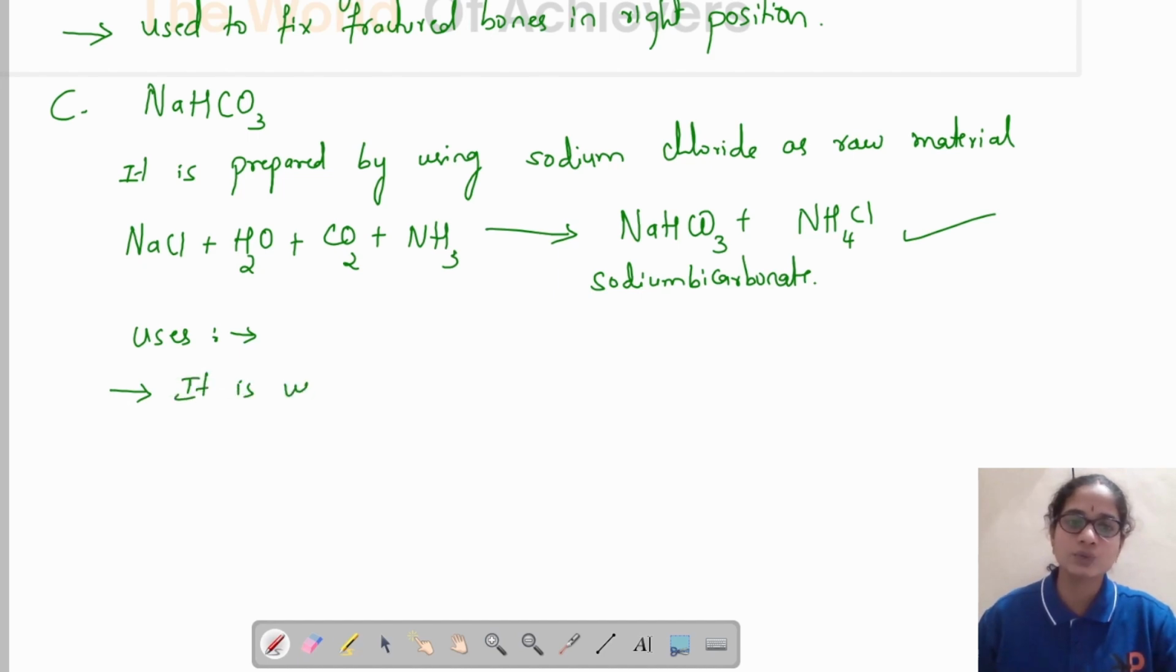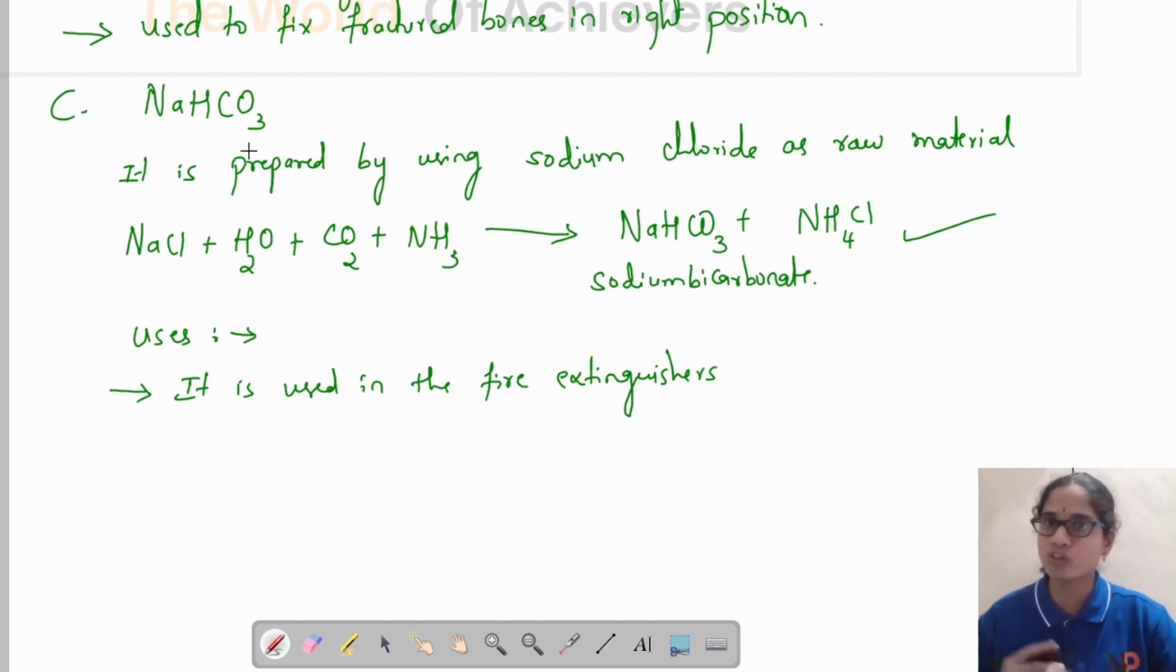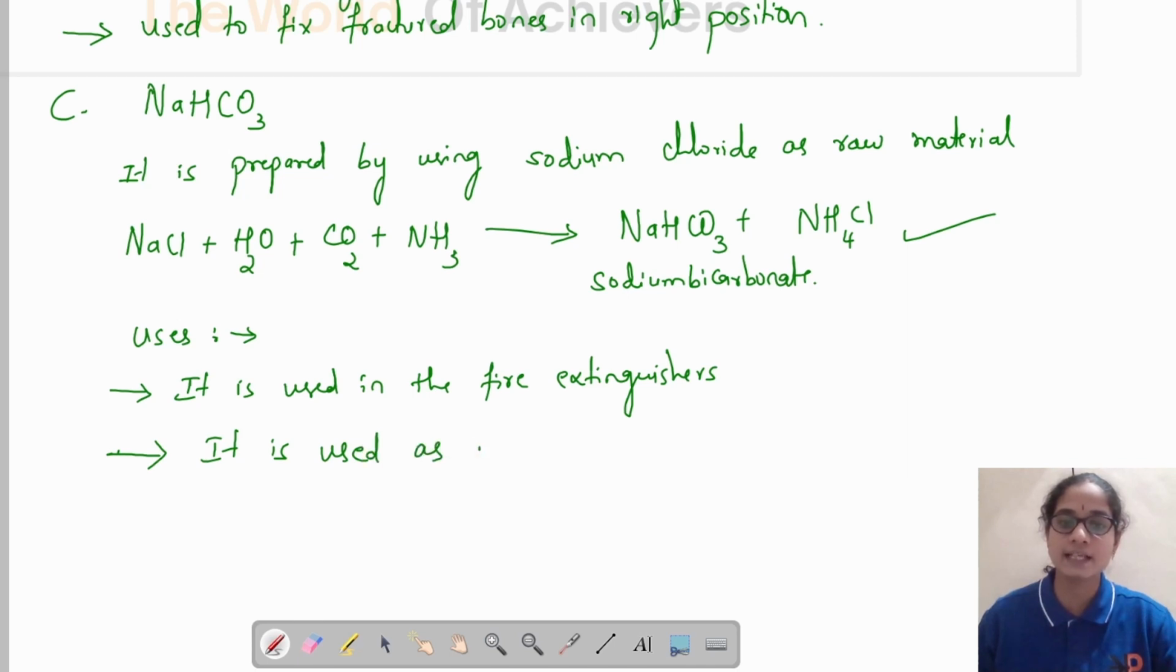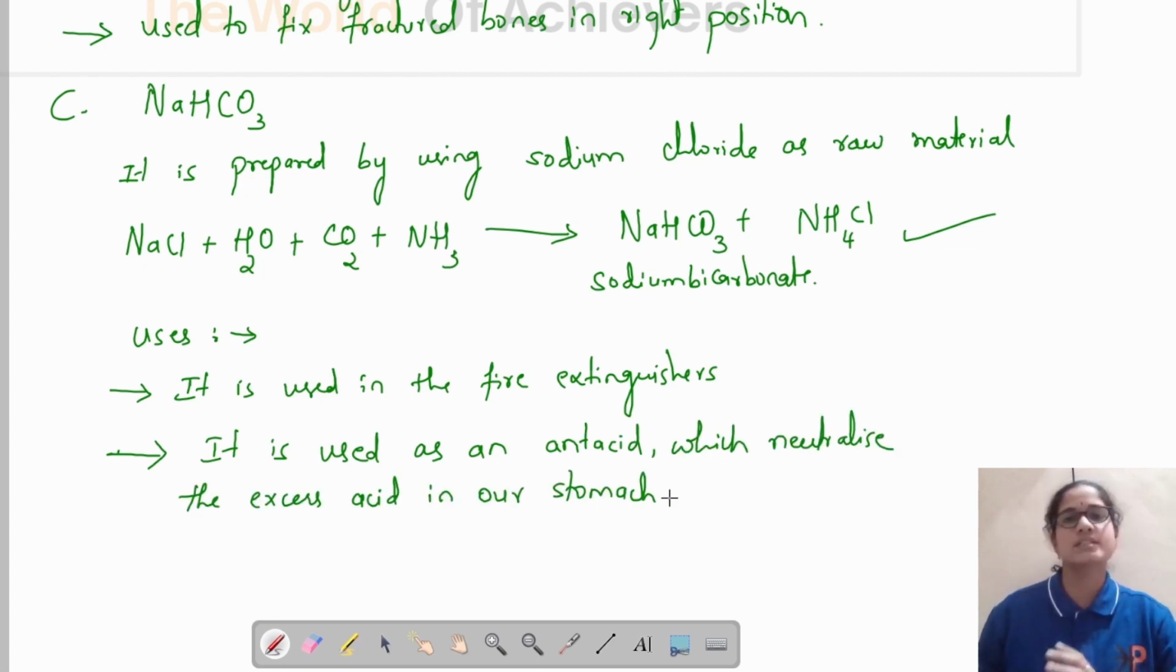It is used in fire extinguishers. We know that when sodium bicarbonate reacts with acid, carbon dioxide gas is formed. So in a fire extinguisher, this reaction is used where carbon dioxide gas is liberated, and this gas is helpful in extinguishing the fire. Also, as it is basic in nature, it is used as an antacid. It will neutralize the excess acid in our stomach. This is all about the preparation and uses of these compounds.